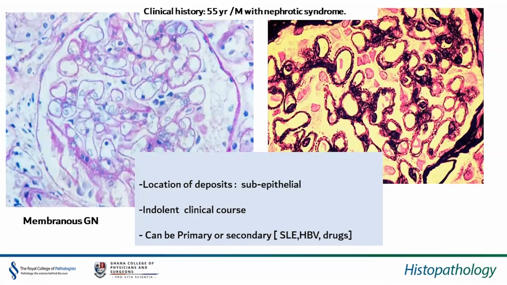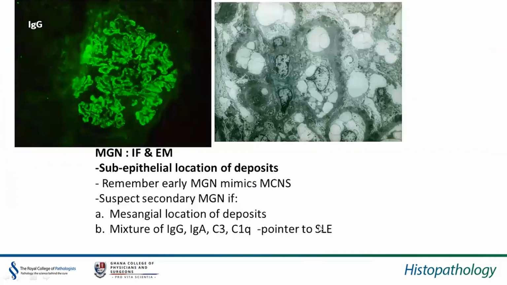Membranous generally has an indolent clinical course. The deposits stay there for a long time. Sometimes there may be even self-resolution. And membranous can be primary or it can be secondary. And the three important causes of secondary membranous are SLE, hepatitis B virus, and drugs. Now, on immunofluorescence, membranous will show a fine granular peripheral capillary wall staining. It's got a very striking appearance, finely granular peripheral capillary wall staining with IgG.